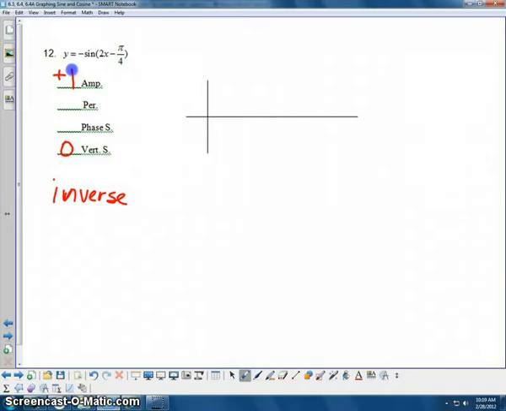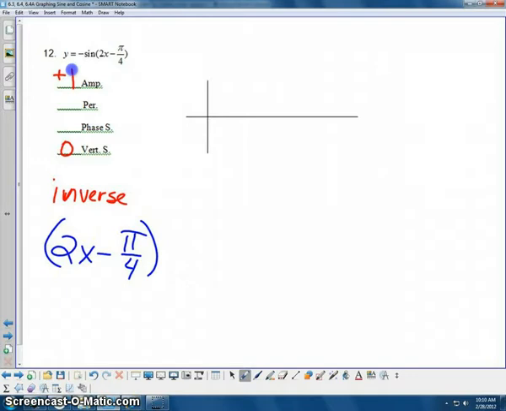Now be careful. We can't just say our phase shift is pi over 4. We have to have the coefficient factored out first. And I picked a really tough problem. We haven't done one like this before, but I did it on purpose. So what we need to do is look at this 2x minus pi over 4 we're taking the sine of, and we need to factor out the leading coefficient. We need to factor out the 2.